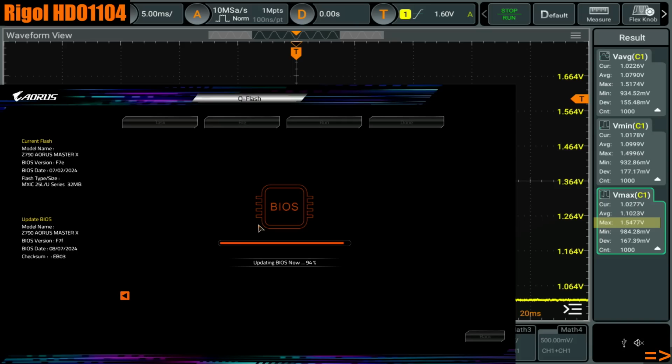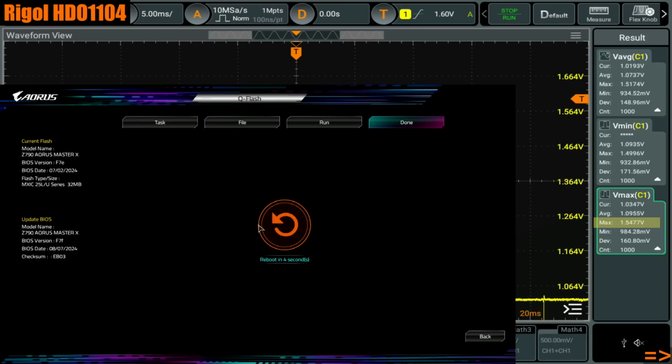Which really makes me wonder, did they not measure this? How did they not notice? What are they testing with?